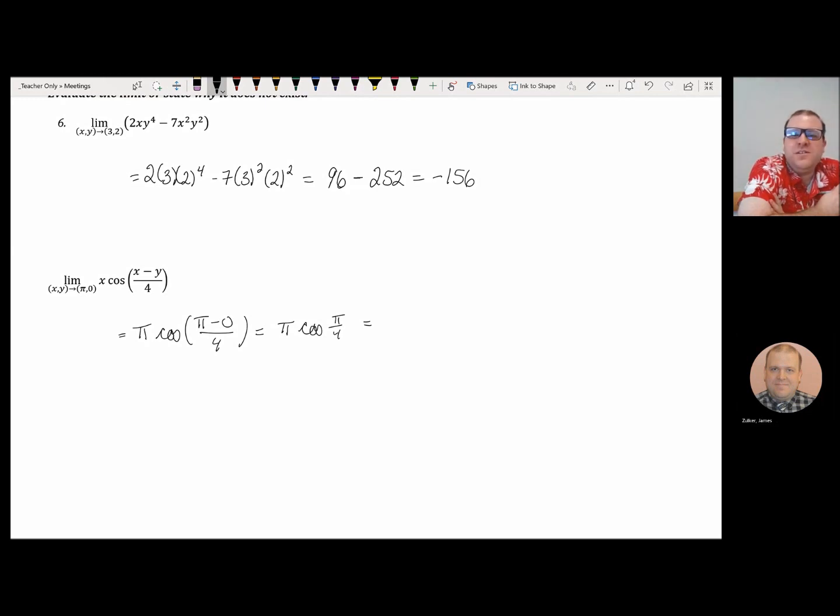Cosine of pi over 4. Our limit is root 2 over 2 pi.